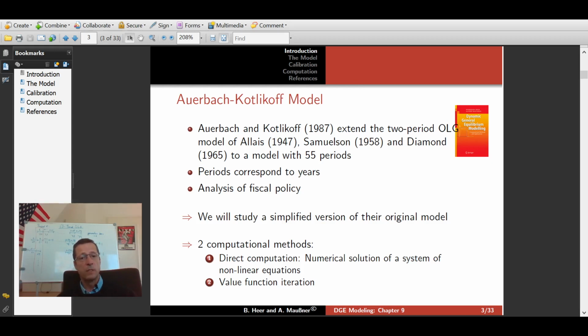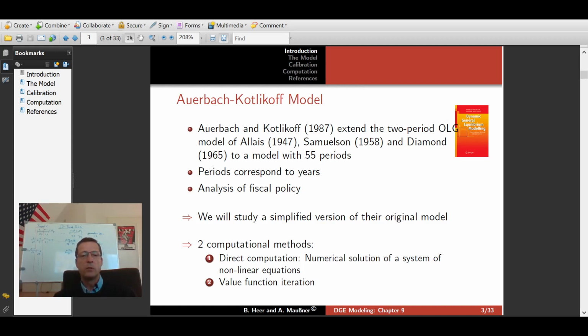Of course, this is also very amenable to empirical research because most of our data on the macroeconomy are annual data, and it's very convenient to have an annual model rather than, let's say, a model with periods of 30 years. They used it to analyze fiscal policy, and we will study a simplified version of the original model now. In later videos, we will enrich our models and even use a more sophisticated model than the first model of Auerbach and Kotlikoff, which, for example, includes income uncertainty. Of course, this is only feasible now and not in the 80s, because we did not have the computational power that we have right now.